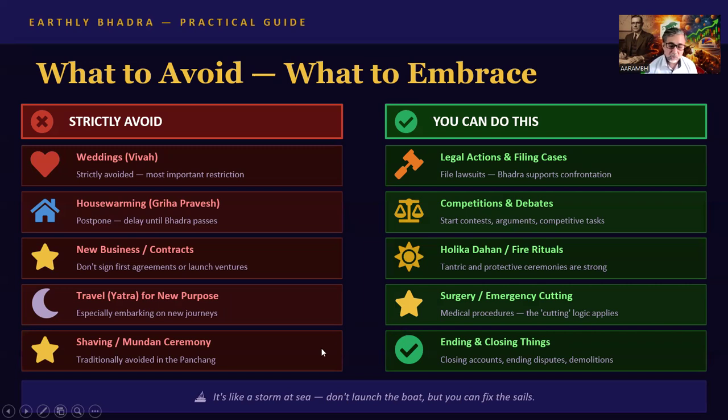It's like a storm at sea. Don't launch the boat, but you can fix the sail. This is how you need to follow Bhadra.